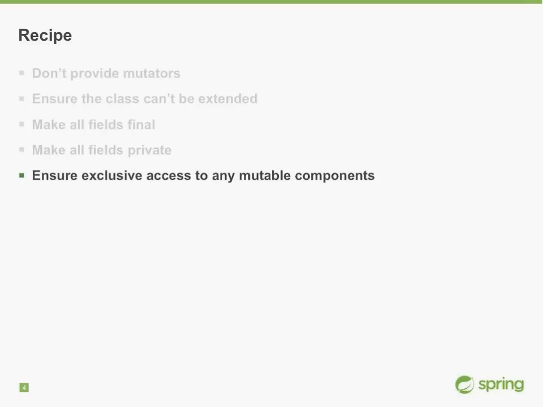The final leg of this, though, is to actually ensure exclusive access to any of the mutable components. So even if we make that date final, even if we make that date private, if we don't, in addition, make that date protected, so any getter methods that might expose that, if we don't actually make defensive copies of those mutable components, we're also going to run into issues.